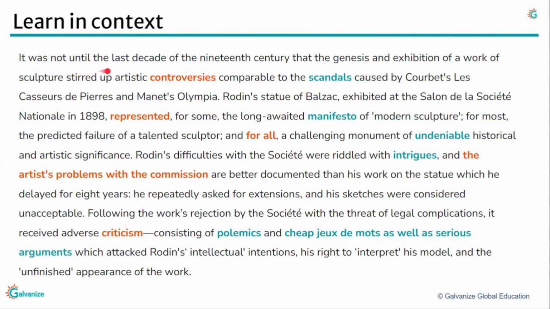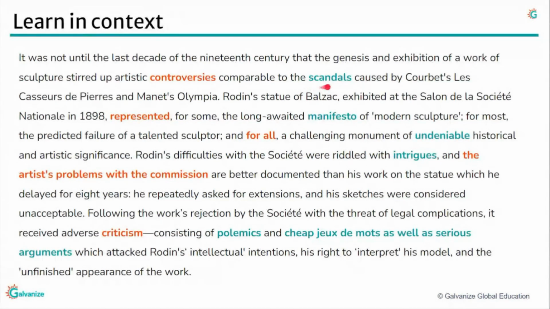It was not until the last decade of the 19th century that the genesis and exhibition of a work of sculpture stirred up artistic controversies comparable to the scandals caused by, there's an impossible name, Courbet's Le Casseur de Pierre and Manet's Olympia. So now you don't need to know about these works. You don't need to be able to pronounce them. I'm unable to do it. That's not important here. The important thing here is that you should understand this is a work of sculpture, right? That's all you need to know.